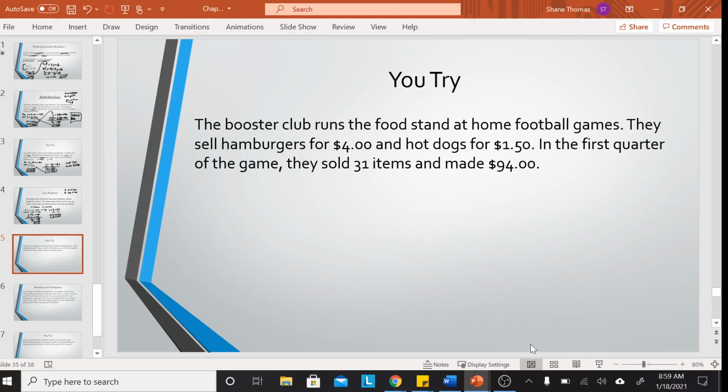All right, so try this guy out. Booster Club runs a football stand at home football games. They sell hamburgers for $4 and hot dogs for $1.50. In the first quarter of the game, they sold 31 items and made $94. How many of each did they sell? Okay, so let me just write that too.